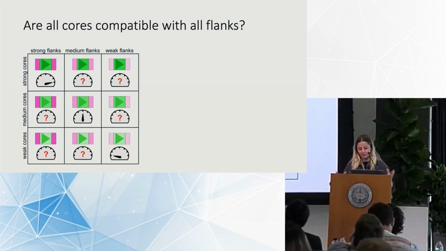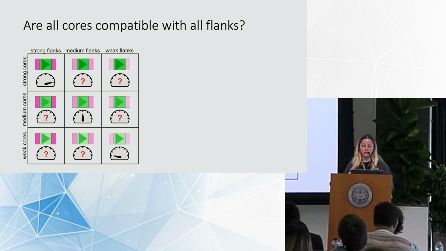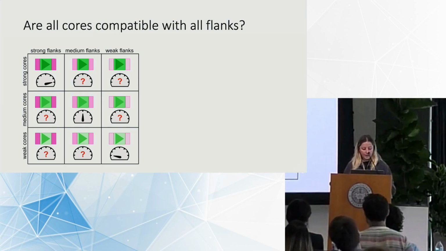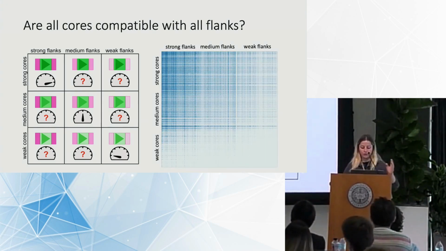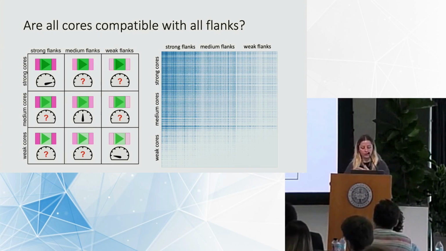So I performed this experiment with 100 strong, 100 medium, and 100 weak sites. We separated cores from flanks and shuffled them around, so we tried thousands of combinations between them. And this is the result, a huge 300 by 300 matrix. The first conclusion we can get is that there is no strong diagonal. So actually, cores and flanks can work equally well with not their own pair.